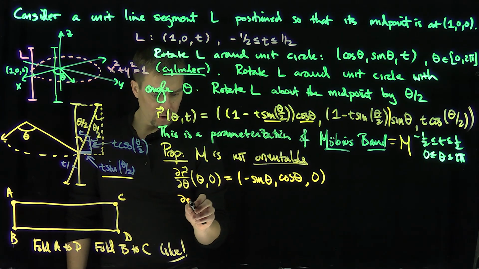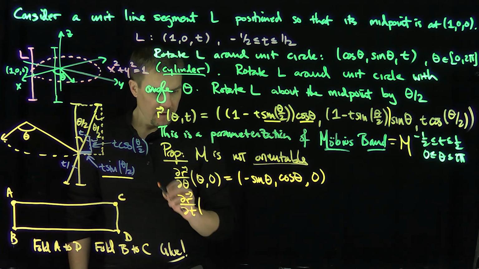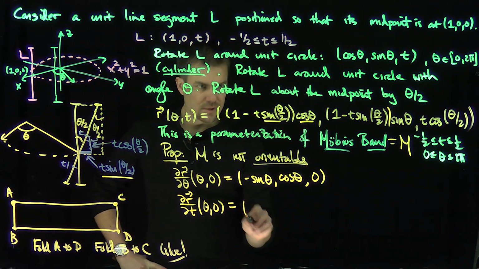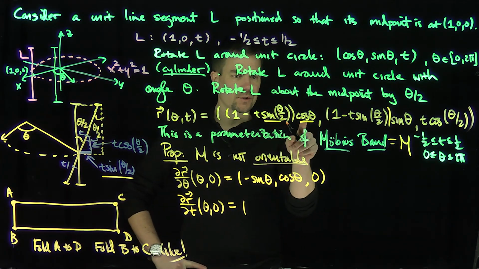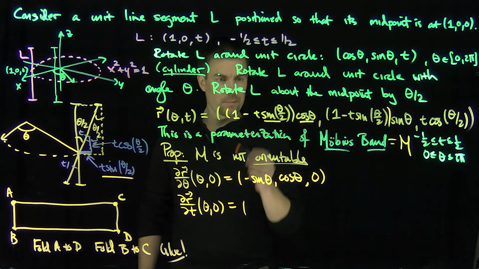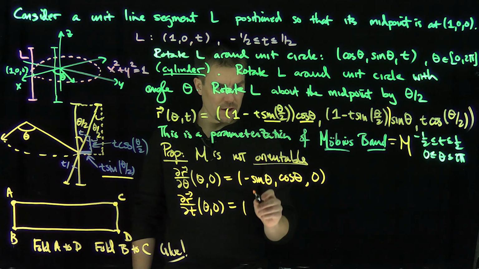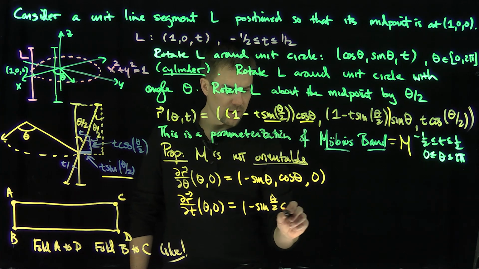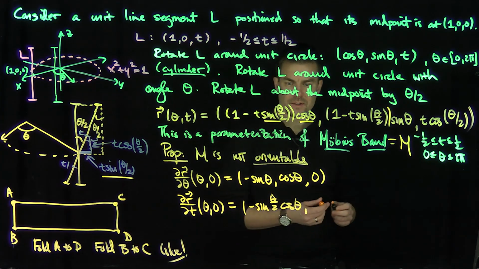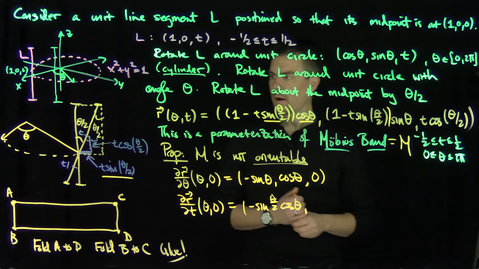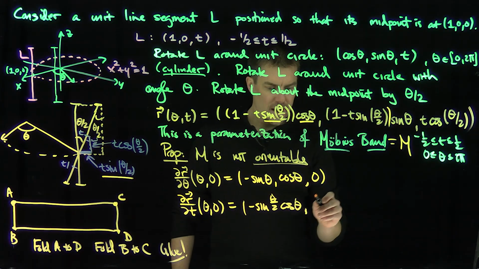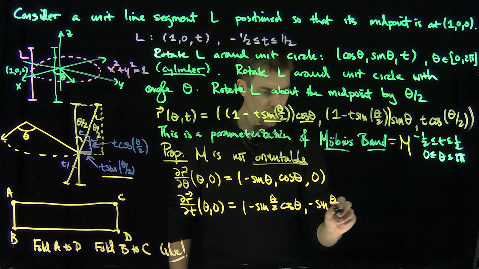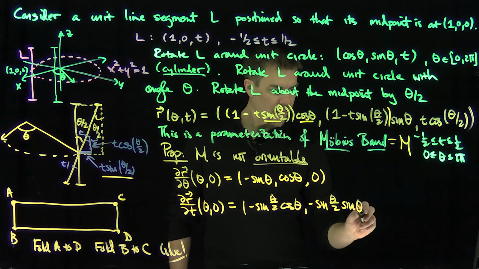If I do partial r, partial t, and then plug in theta and 0, well, if we do a t derivative of this thing over here, we're going to get a negative sine of theta over 2, cosine of theta over 2, and we plug in t equals 0. There's no t derivative over here, so we're going to get a negative sine of theta over 2, cosine of theta, and then over here we're going to have a negative sine of theta over 2, sine of theta, like that.